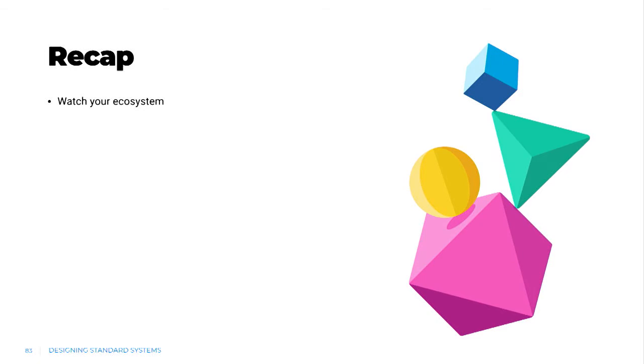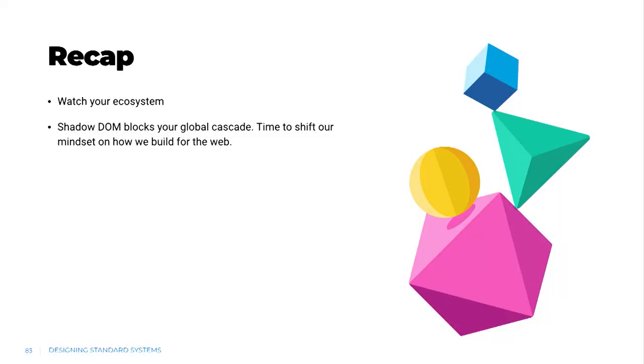So I want to just recap real quick some of the things that we talked about. First is, keep an eye on your ecosystem. Watch your ecosystem. This whole web components, shadow DOM thing might not work for you. This made a lot of sense for us, even if we wanted it or not. But just watch your ecosystem. Understand who your customers are and what needs they have. Shadow DOM is going to block your global cascade. So the time is now for us to start shifting our mindset if we're going to move into this world of how we approach building the web in a more modular way.